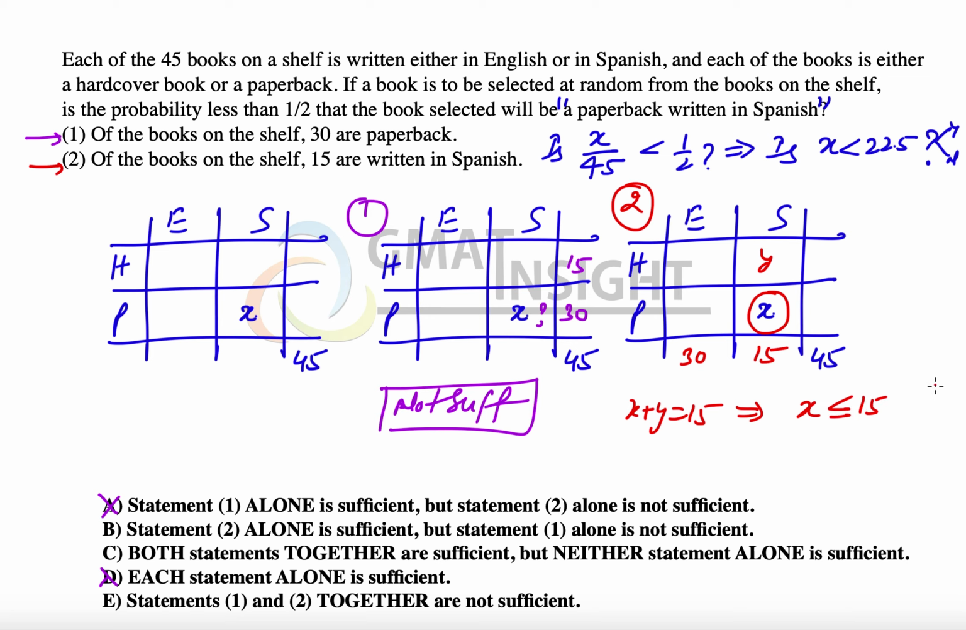It cannot exceed 15, which means the answer to this question is definitely going to be yes, because it's going to be less than 22.5, and therefore we say that the second statement alone is sufficient to answer the question, giving us the correct answer of the question as option B.